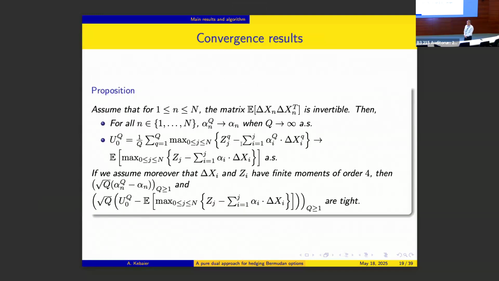So we also have convergence results. What we proved is that the alpha n Q here converges to the alpha n. So the alpha n are the ones for the problem with expectation, not with the Monte Carlo sample. And we showed that the price here, U0Q, which is the Monte Carlo approximation of this running maximum, converges almost surely to the expectation of the running maximum. And we do not have exactly a central limit theorem, but at least we proved that square root Q of this difference is tight. So it means that the speed of convergence is square root of Q.